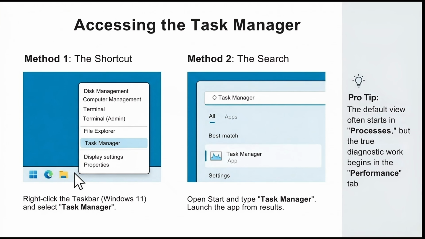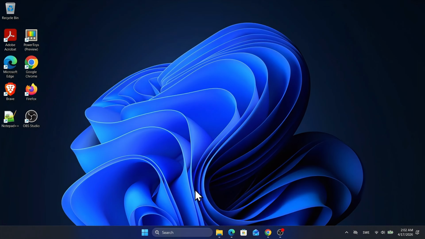There are at least two ways to open Task Manager. You can right-click the taskbar and select Task Manager from the menu, or use the faster shortcut, Ctrl plus Shift plus Escape. Once it's open, most people go straight to the Processes tab, but the real diagnostic work starts in Performance. Now let me show you practically.